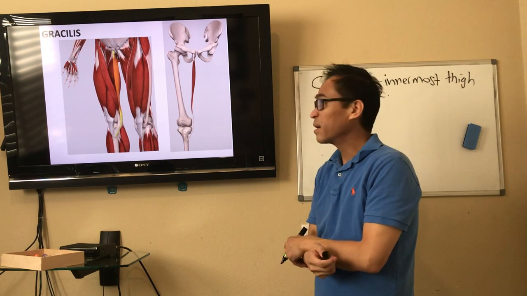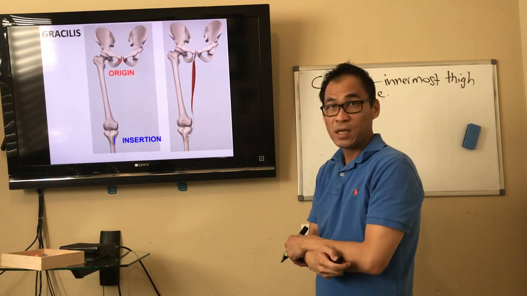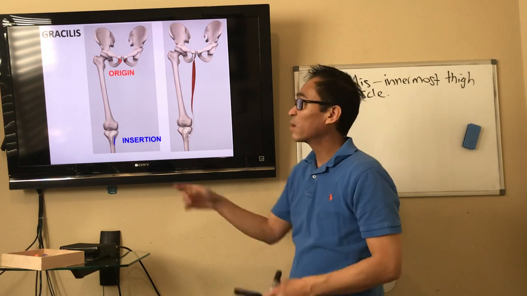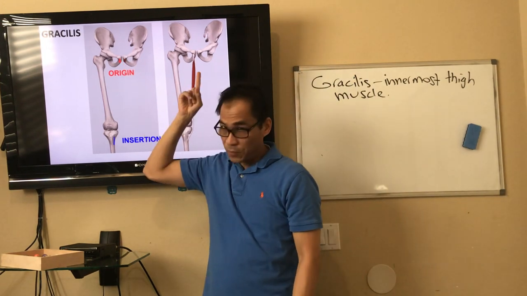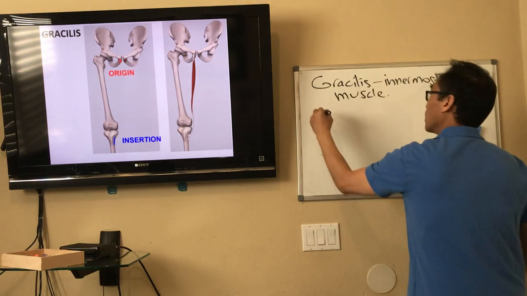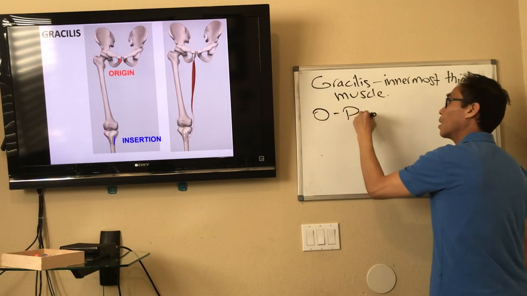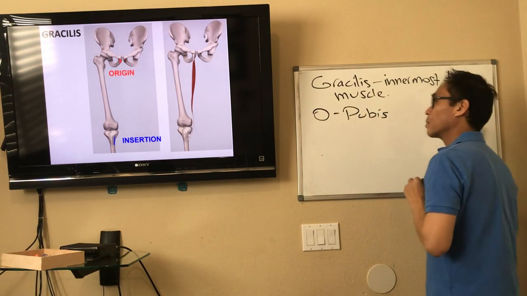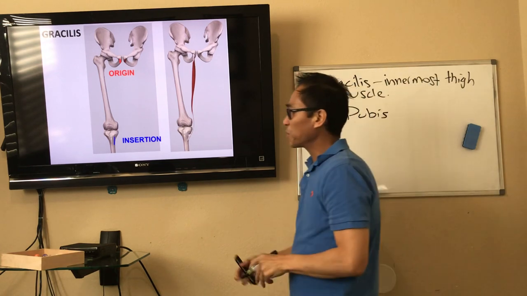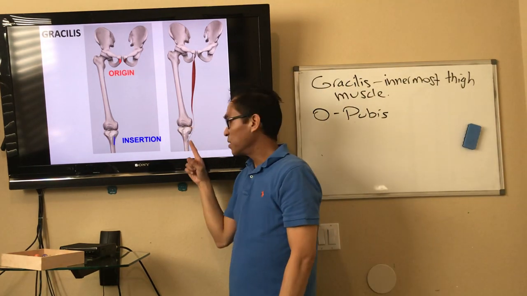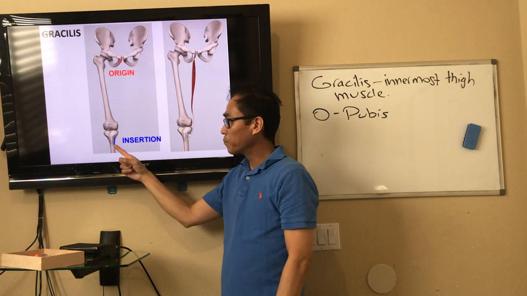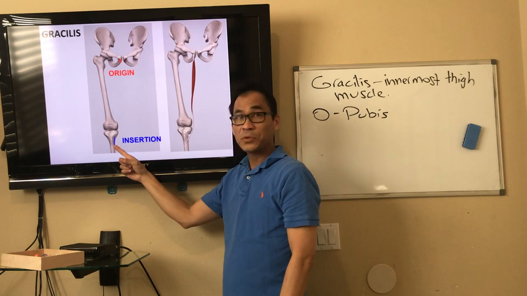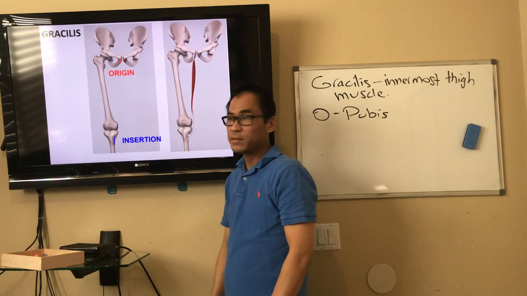This muscle actually does cross the knee. So it originates way up here, and again, I'm going to call that pubis. It's going to cross the knee and insert on the proximal tibia, medial aspect.